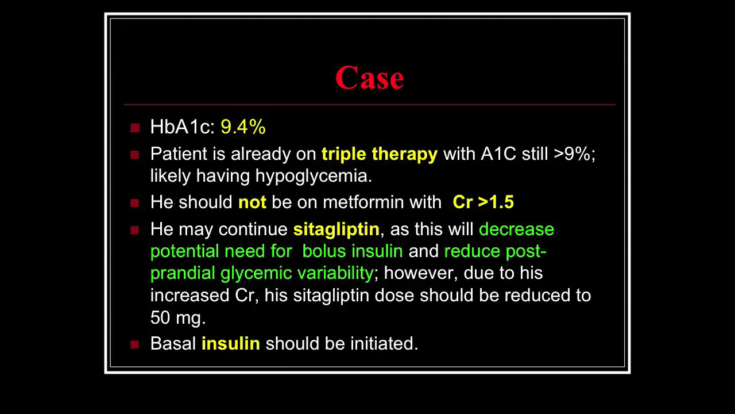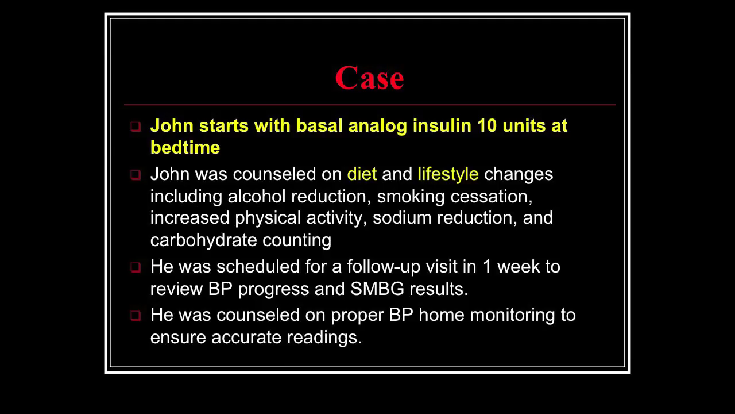Number one is stop metformin because of the chronic kidney disease. And sitagliptin also, I don't know how useful it is to continue, but anyway, 50 milligram is the recommended dose for chronic kidney disease. Some people continue with insulin therapy, some not, and the argument is that it decreases the potential need for bolus insulin and also reduces the glycemic variability, especially postprandially.